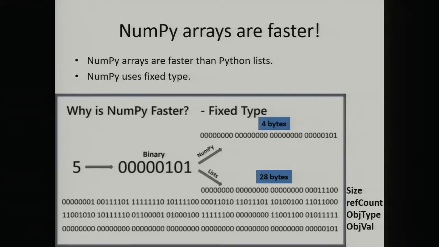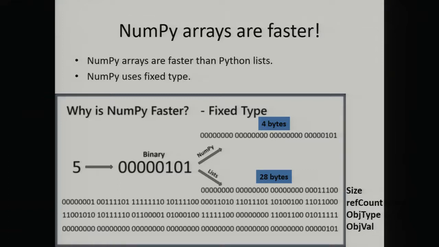Okay. I made a statement that NumPy arrays are faster than Python lists. Why is that so? NumPy arrays are faster than Python lists because NumPy uses fixed type. That is, all the elements must be of the same type. And more importantly, the size of a NumPy array is much less than the size of a Python list.